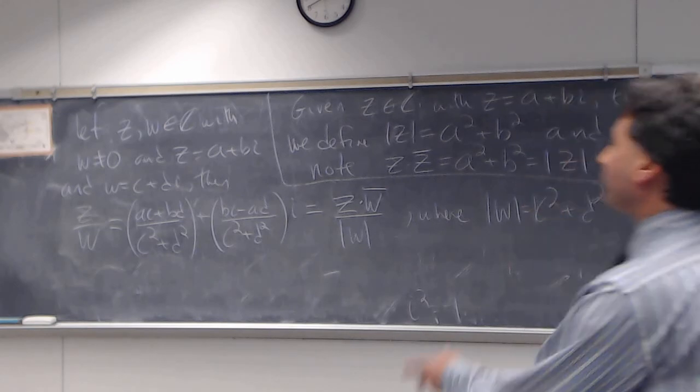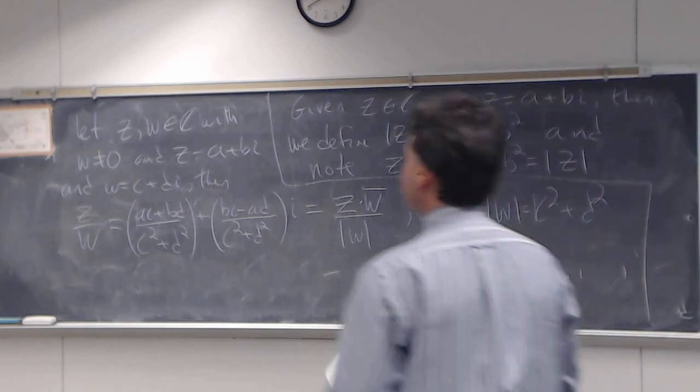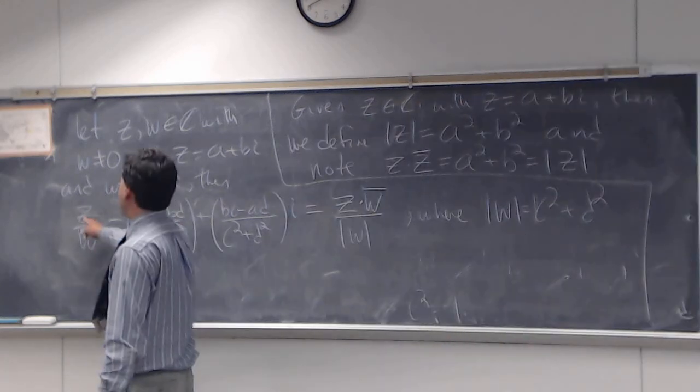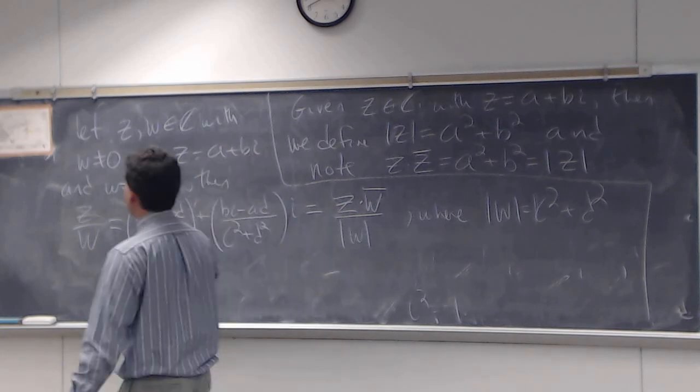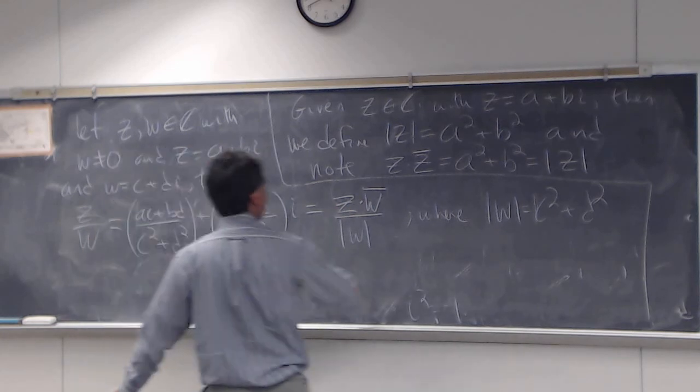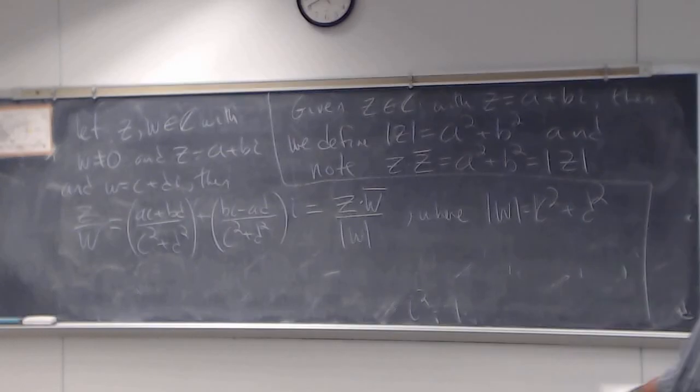So that's really one way of deriving that division formula, is just looking at z divided by w and multiplying both numerator and denominator by the conjugate of w. So z times the conjugate of w over w times its conjugate, and w times its conjugate, we see, is always going to be what's called the modulus squared, or the absolute value of w squared.